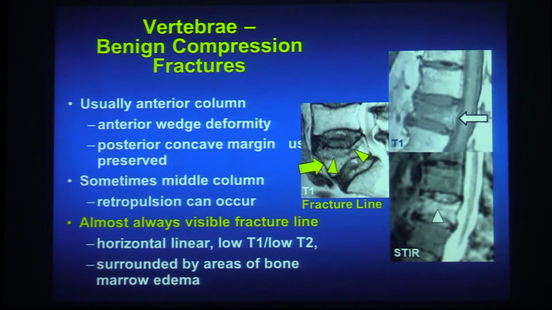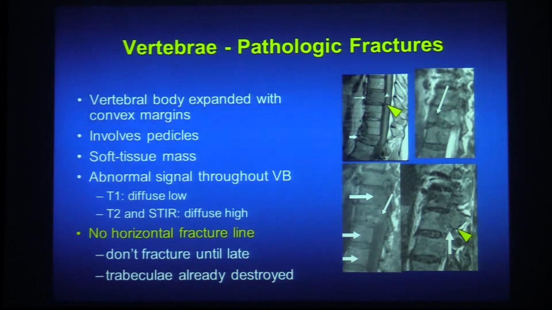In terms of looking for a fracture line, I want to emphasize the importance with regard to vertebrae. And if you see a compression fracture, is it benign or malignant? Well, in a benign compression fracture, the fracture line is almost always visible if you look for it. So here's the T1 weighted image, we can see the fracture line. Here's the fluid sensitive image, we can see the fracture line with surrounding marrow edema. And that is really helpful in trying to decide benign or malignant compression fracture.